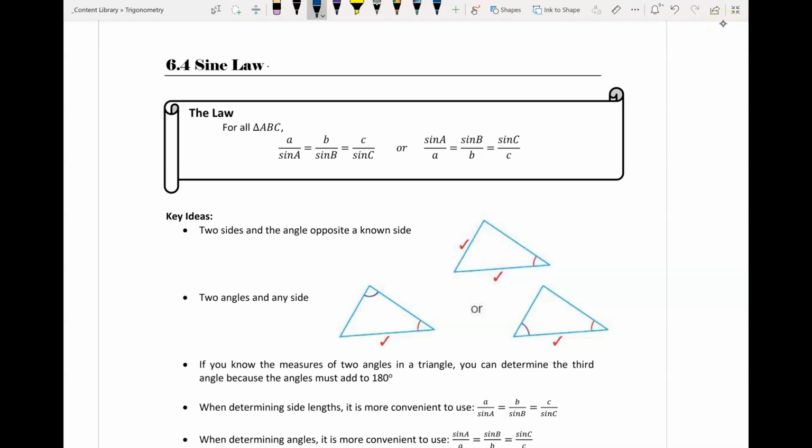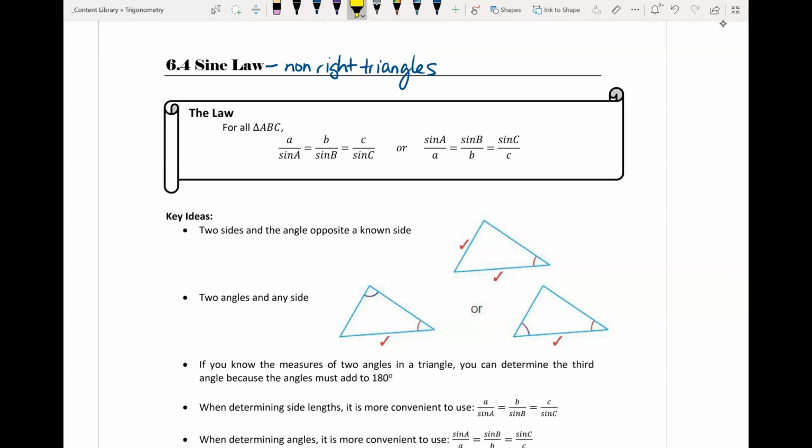Welcome to our lesson on the sine law. In the past, when we were trying to find an angle or a side, we would use either our SOHCAHTOA or our Pythagorean theorem. The sine law is okay for right triangles, but I wouldn't suggest you use it. It's mainly for non-right triangles, and we can find the side or an angle of a non-right triangle using the sine law.